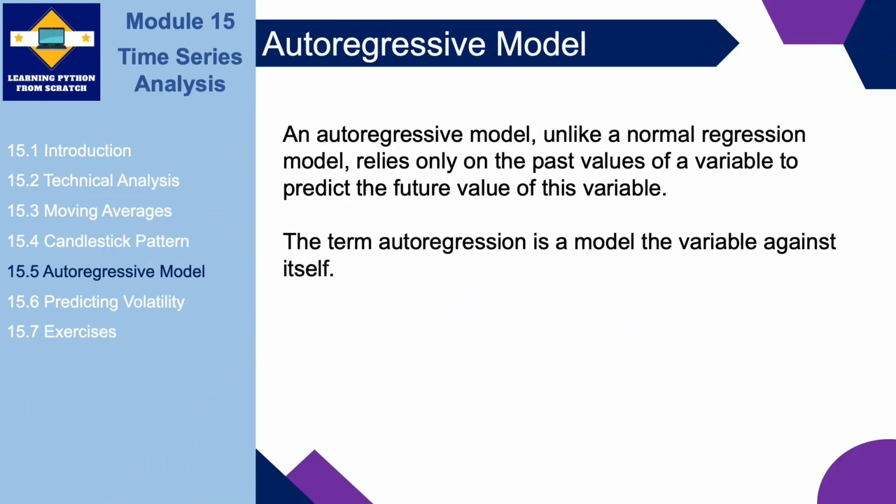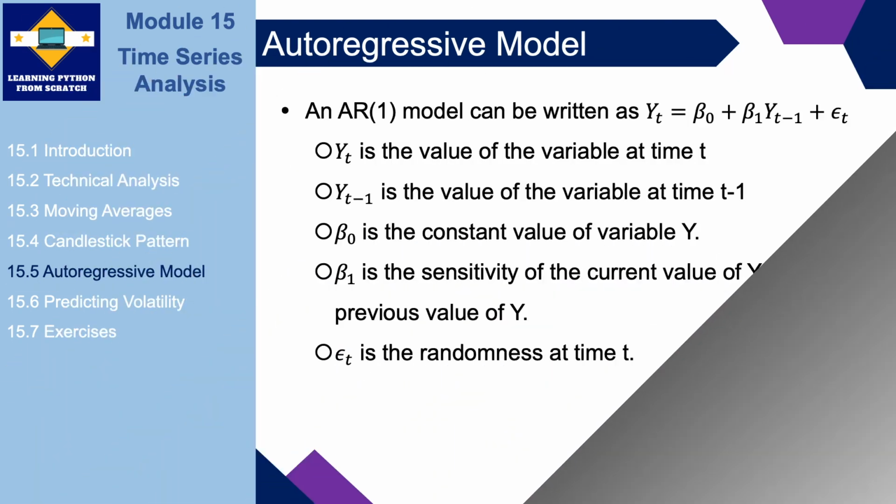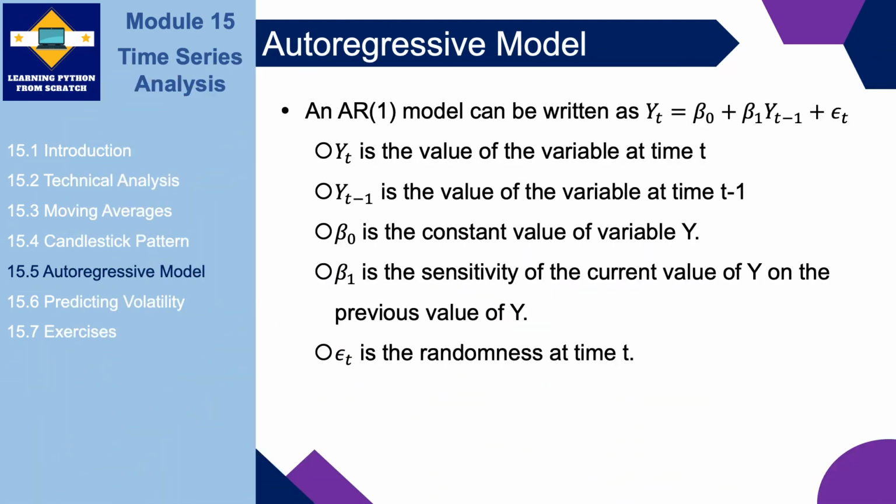An auto-regression model, unlike a normal regression model, relies only on the past values of a variable to predict the future value of this variable. The term auto-regression means the model regresses the variable against itself. So here, I show you the AR1 model.